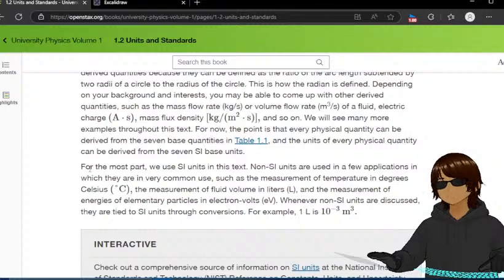For the most part, we use SI units in this text. Non-SI units are used in a few applications in which they are very common, such as measurements of temperature in degrees Celsius, the measurement of fluid volumes in liters, and the measurement of energy in elementary particles in electron volts. Whenever non-SI units are discussed, they are tied to SI units through conversions. For example, 1 liter is 10 to the power of minus 3 meter cubed.